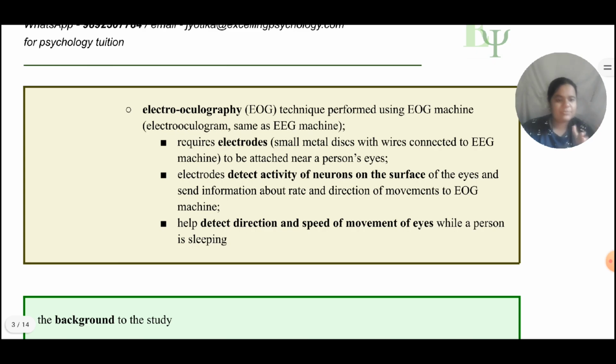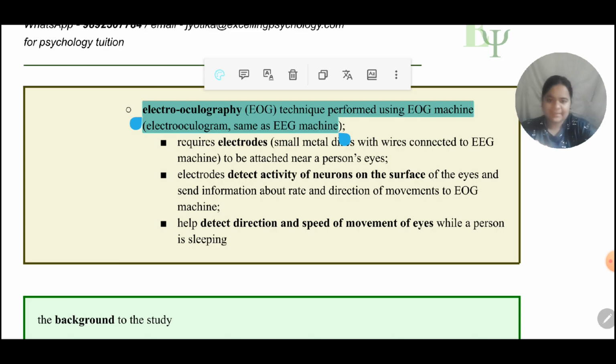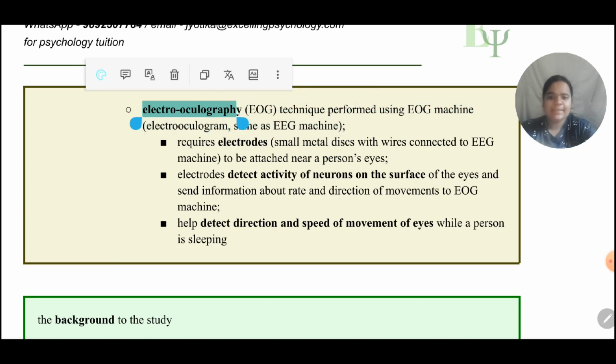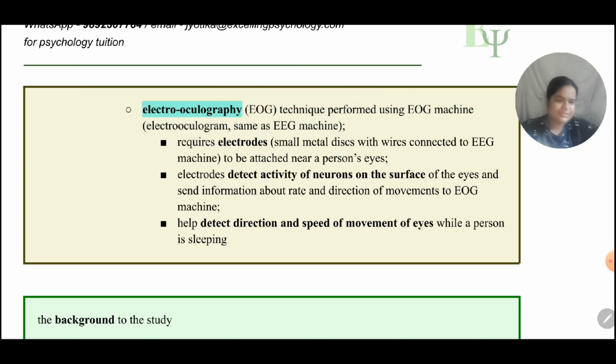They needed to know this also, that as a person is sleeping, in what direction and in what speed his eyes are moving, fast or slow. For that, they also made use of another technology which is called electrooculography. Electro means electric, oculo means eye, and graphy means imaging or study of eye movements, we can say. So electrooculography, as such, does not have a separate machine. The EEG machine only conducts EOG for us as well.